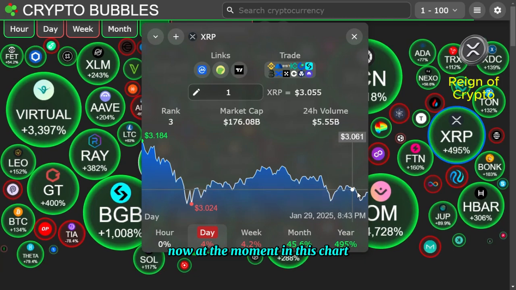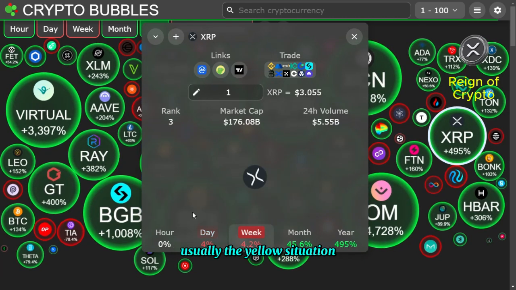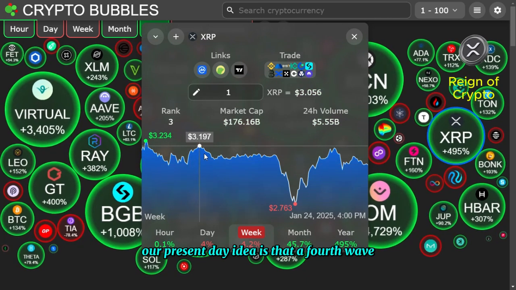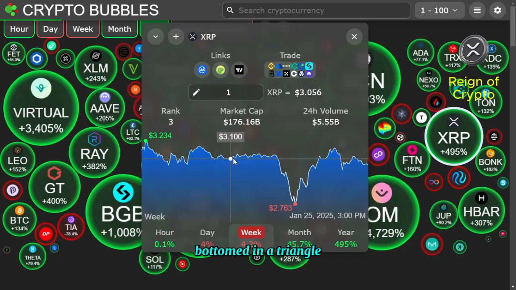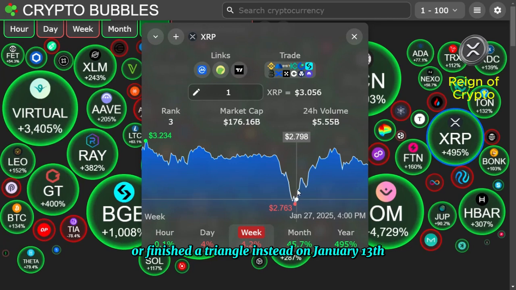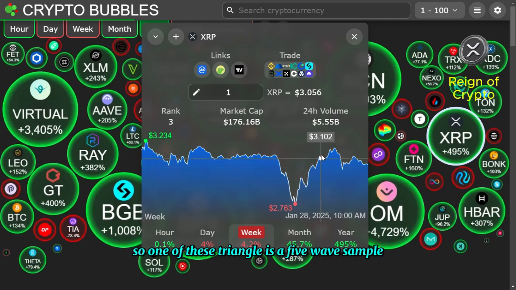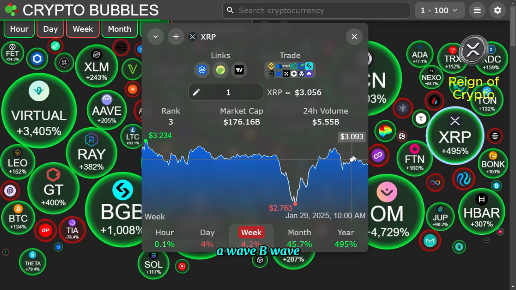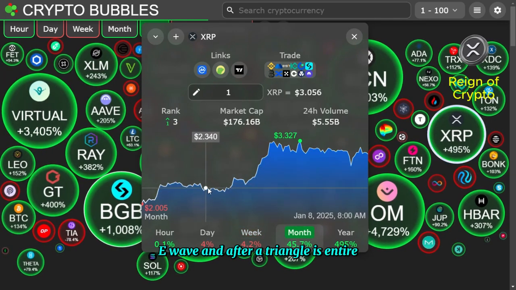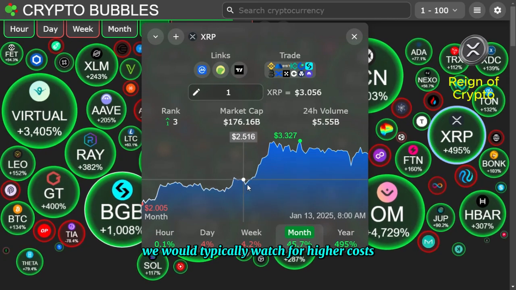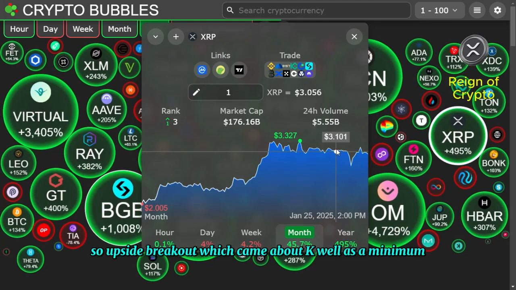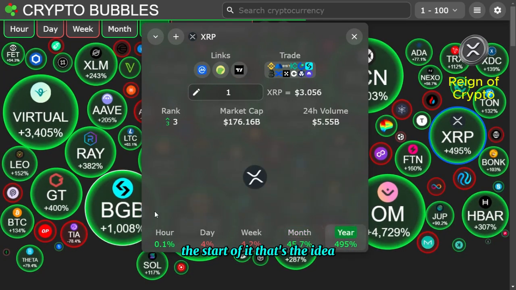Now, at the moment in this chart, we're still tracking mainly the yellow scenario, and in the yellow scenario, our current idea is that a fourth wave, which is a corrective wave here, bottomed in a triangle, or finished a triangle rather, on the 13th of January. So a triangle is a 5-wave pattern: A wave, B wave, C wave, D wave, E wave, and after a triangle is complete, we would typically look for higher prices to the opposite side of the E wave. So an upside breakout, which happened, well, at least the start of it, that's the idea.